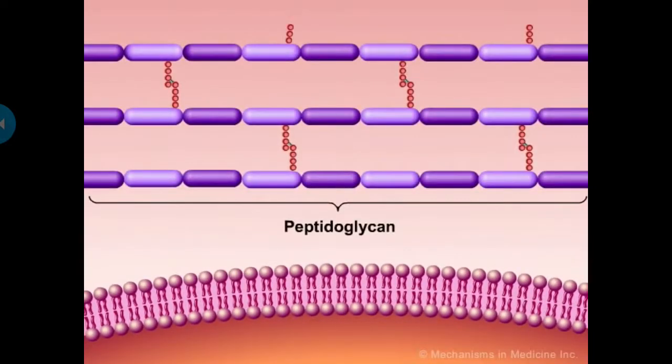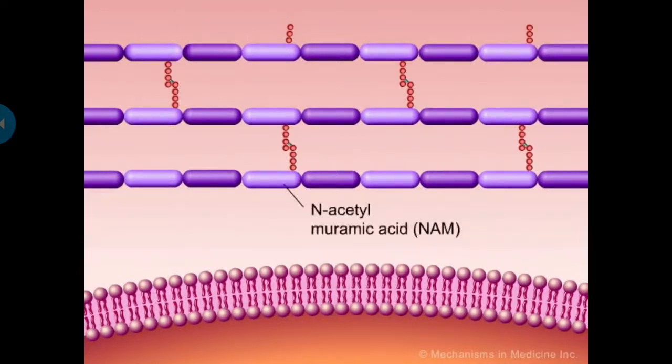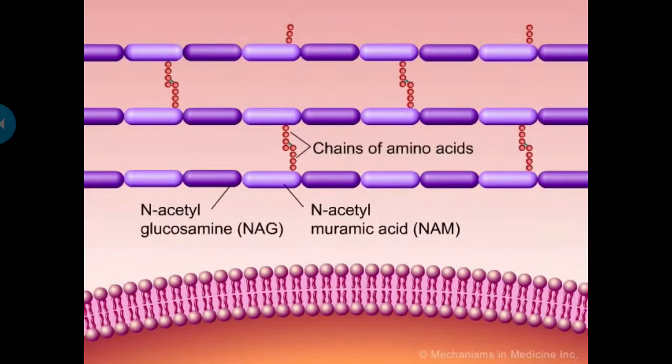Peptidoglycan, the most important component of the cell wall, is a polymer made of N-acetylmuramic acid, alternating with N-acetylglucosamine, which are cross-linked by chains of 4 amino acids. The function of the bacterial cell wall is to maintain the shape of the organism and to prevent the bacterium from bursting when fluid flows into the organism by osmosis.